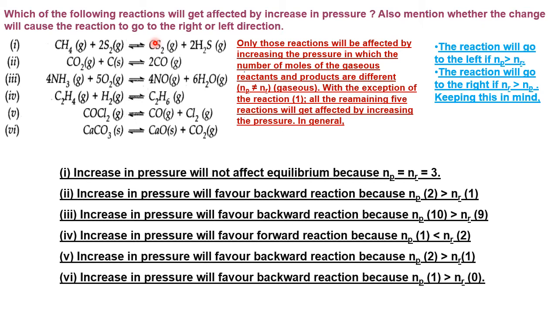Okay. Therefore, when there is a difference in the number of moles of reactants and products in the gaseous state, then only the effect of pressure is seen. Otherwise, no. Okay, right. So what is the second rule? The reaction will go to the left if the number of moles of products is more than the number of moles of reactants, and the reaction will go to the right if the number of moles of reactants is more than the number of moles of products. This is the rule we have made in the chemical equilibrium chapter, according to the Le Chatelier principle, right?